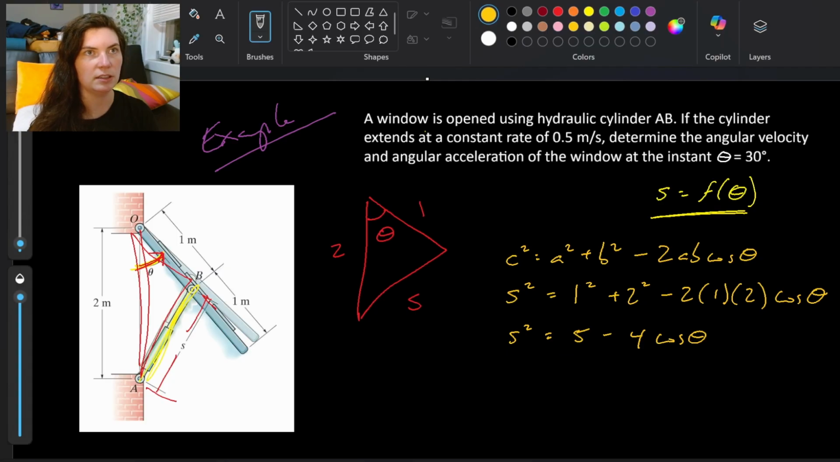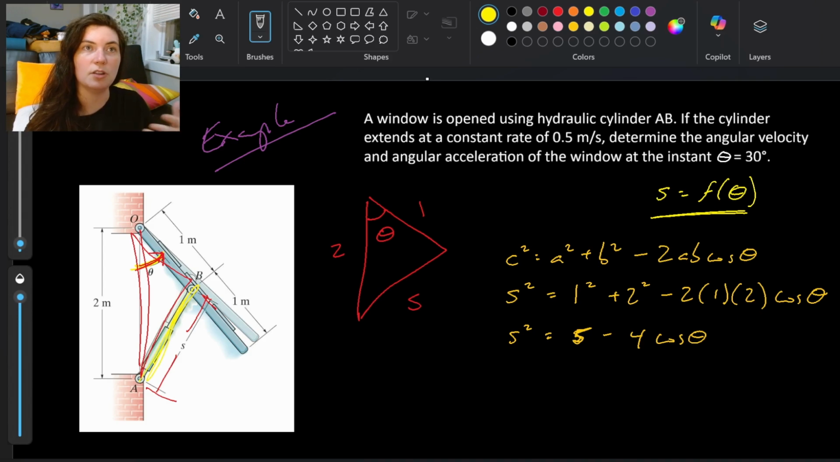I'm going to leave it like this for now with just the s squared on one side, knowing that I can take that square root. It looks cleaner like this, and it's going to be easier to take derivatives with all of my s's on one side and my thetas on the other, not doing any square roots. Square roots are going to be a real pain for taking our time derivatives. So I'll leave it like this and think about what I'm trying to find here: the angular velocity and angular acceleration when theta equals 30.